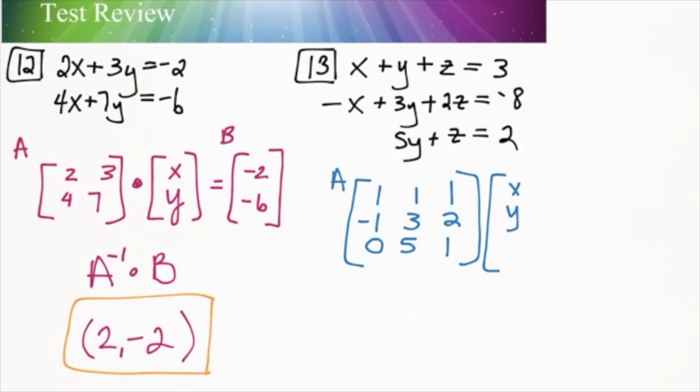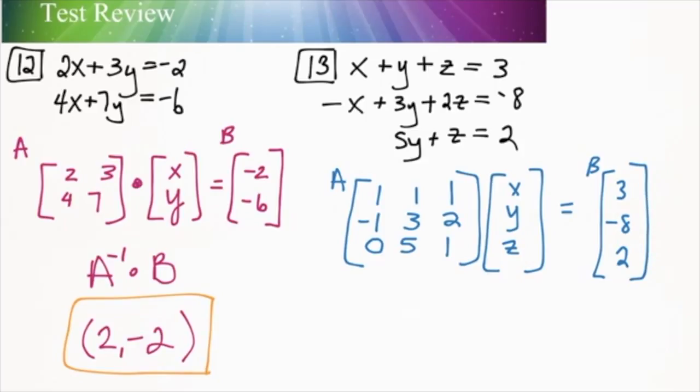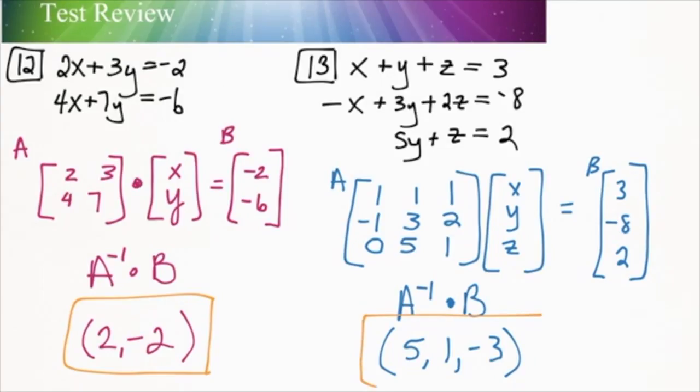So for number 13, we have X, Y, Z, and for B, we have 3, negative 8, and 2. Again, I'm going to put it in the calculator. It's got to be A inverse B. Remember, you're going to use inverse on your equations, and basically if it just says do an inverse, okay? But every equation that is set up like this has to be A inverse B, okay? So my answer for number 13 is 5 comma 1 comma negative 3. Okay, so let's do the next one.